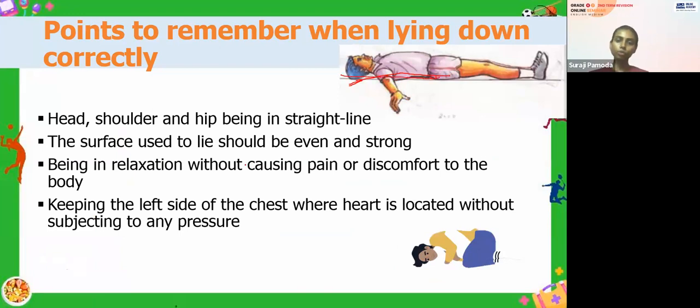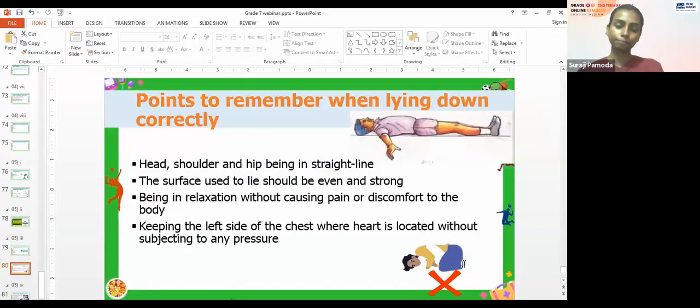And then the surface used to lie should be even and strong. Whatever bed you lie down on should be strong. Right? And then being in relaxation without causing pain or discomfort to the body. When you are lying down correctly, you should not get neck pain or back pain. And keeping the left side of the chest where the heart is located without subjecting it to any pressure. You know that our heart is located on the left side of our body. So when you are lying down, always be in a position that the heart is not subjected to any pressure. Okay? Clear, teacher.